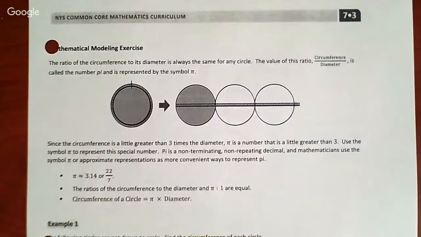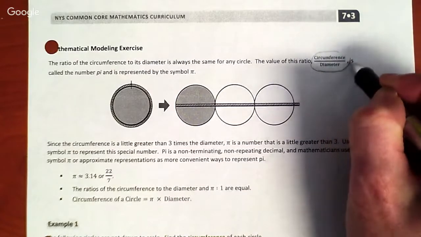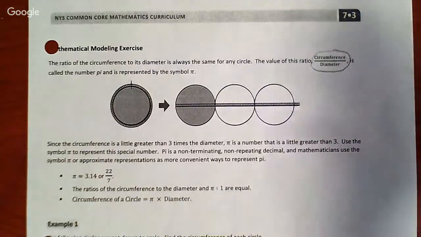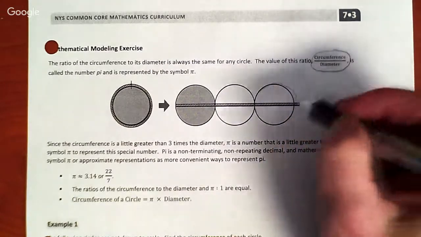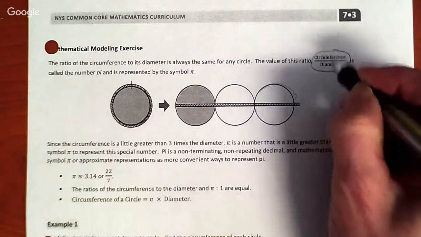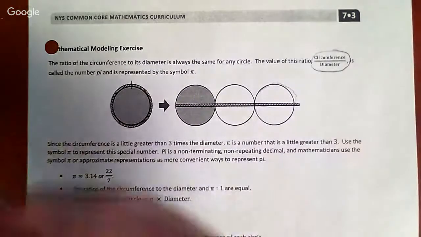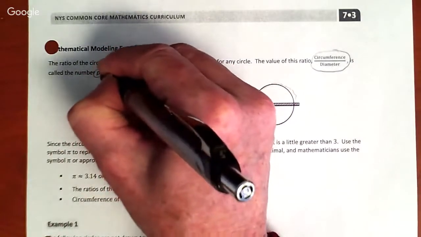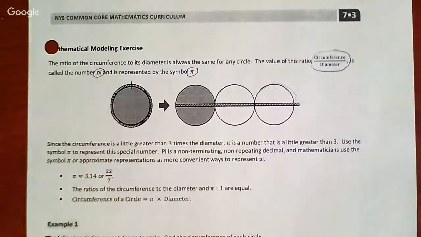The ratio of the circumference to its diameter is always the same for any circle. The value of the ratio is the circumference divided by the diameter. In other words, I can take any cylinder, measure around that cylinder, and then take the measurement across and divide the two. What we call that, believe it or not, is that famous ratio, and that number is pi. And it's represented by our symbol here.